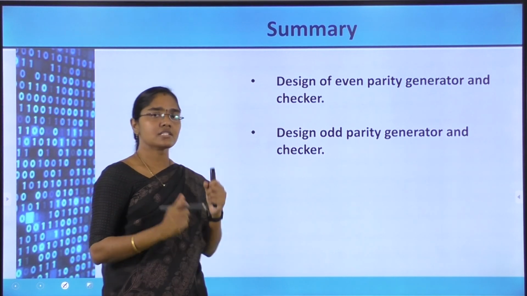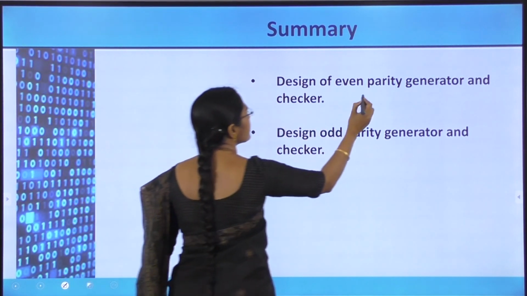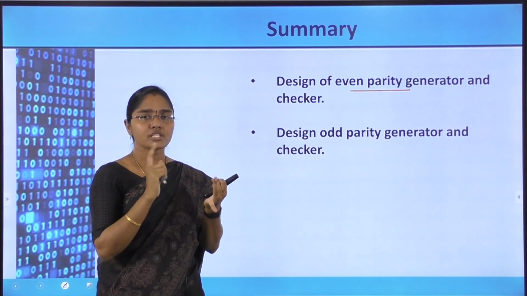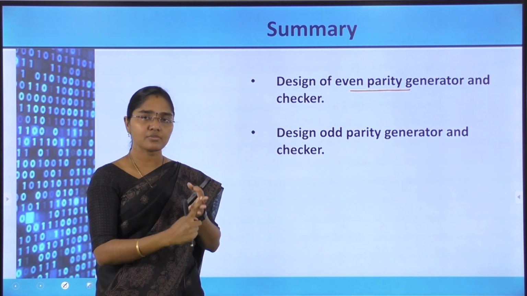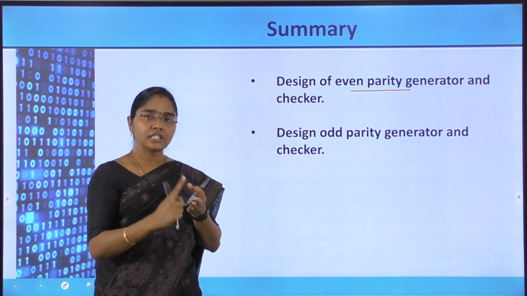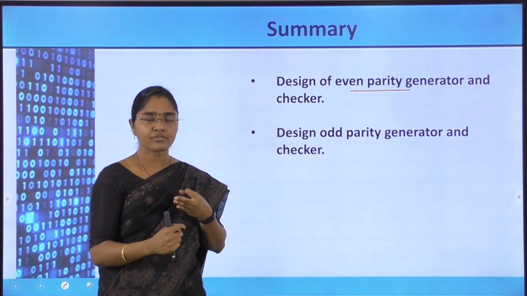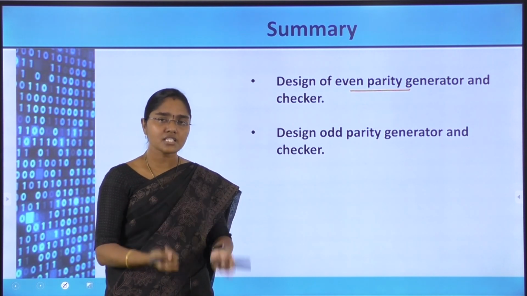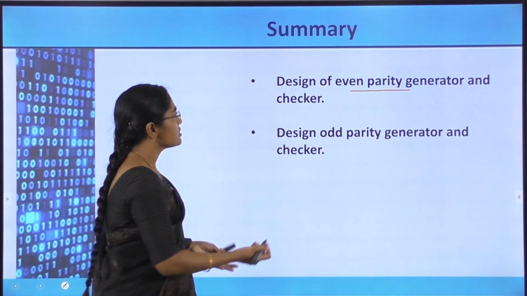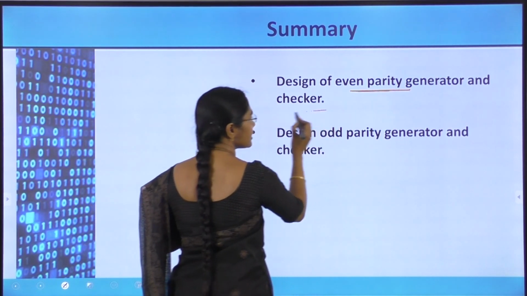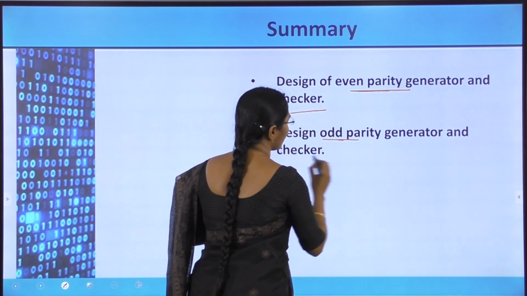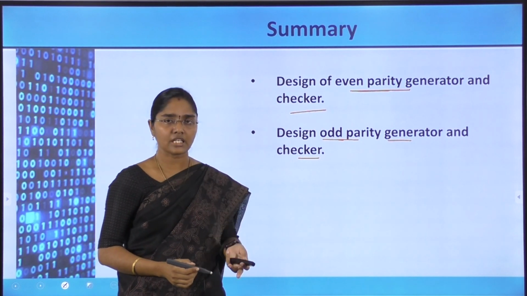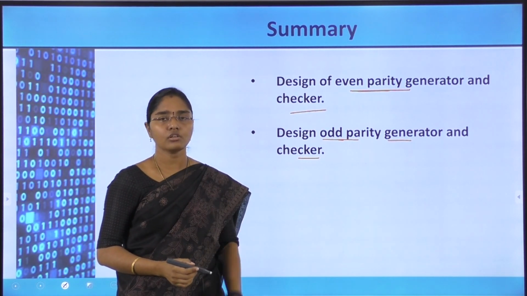What is the summary? The summary for today's lecture is: we have seen what parity is, the need of parity, and the types of parities. In that, we have seen even and odd parity. For even and odd parity, we have designed parity generators and parity checkers. We have seen the design of the even parity generator and checker, and the design of the odd parity generator and checker, with XOR and exclusive NOR logic gates.